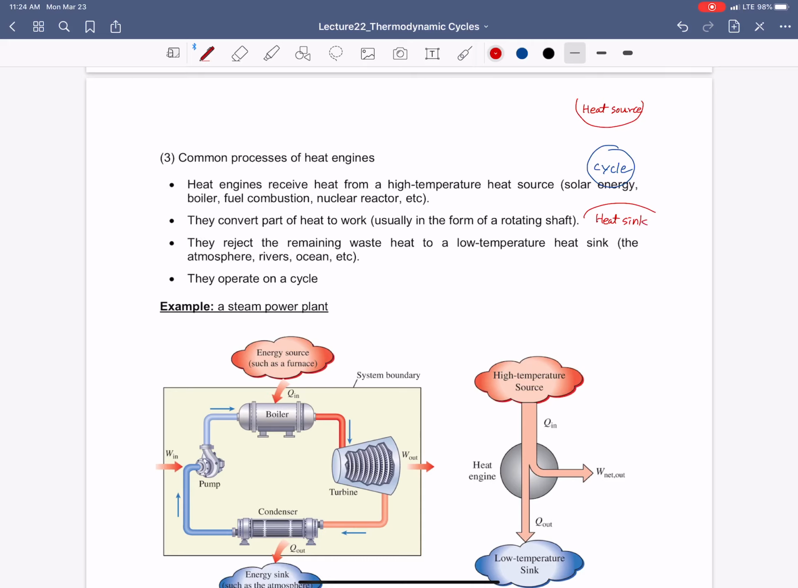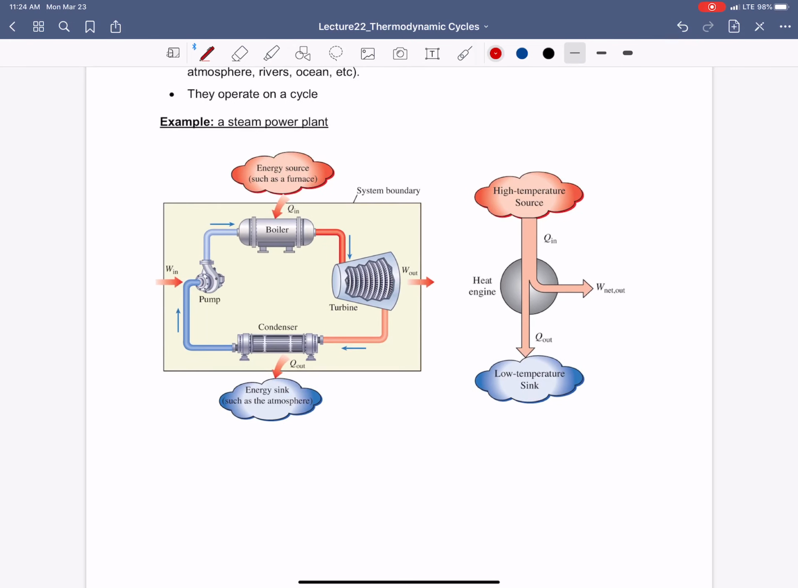So the essential part of thermodynamic cycle analysis is to think about how the heat source, cycle, and heat sink are interacting to get what you want out from the cycle. So let's try to make an example. I'm going to take a steam power plant as an example of a type of thermodynamic cycle.